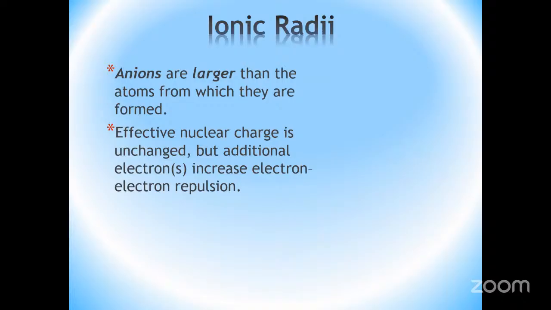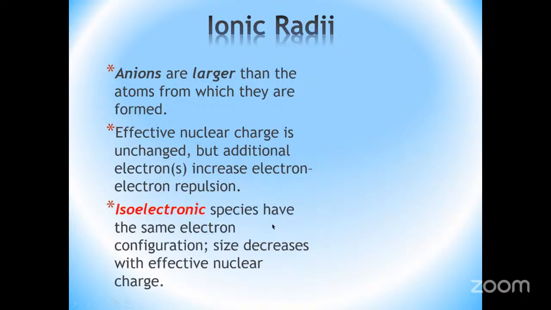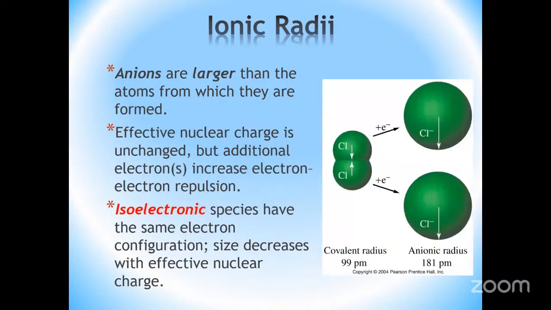When you're adding electrons, you're increasing electron-electron repulsion, and therefore the anion will become larger in size compared to the atoms from which they're formed. So that's the reason why anions are larger in terms of their size compared to the atoms from which they're formed.